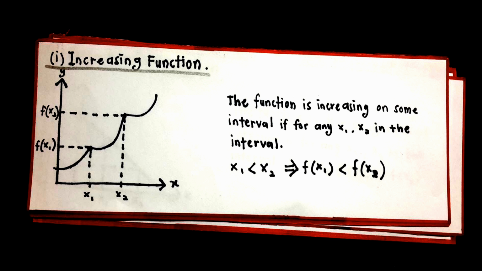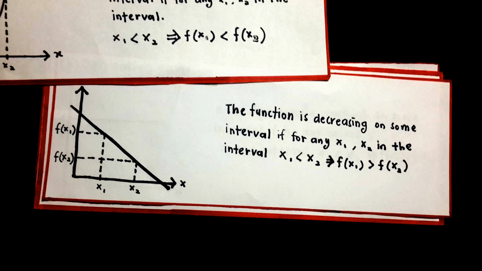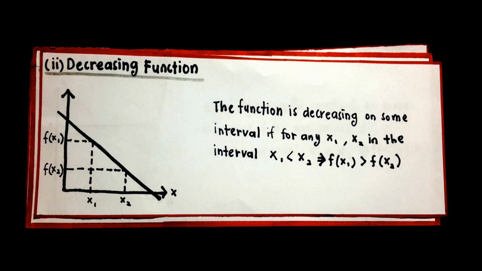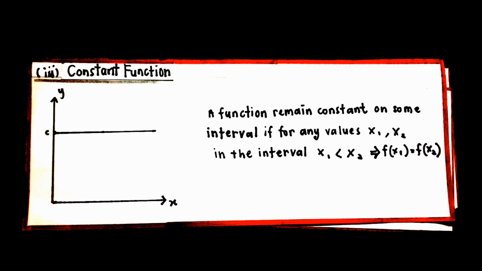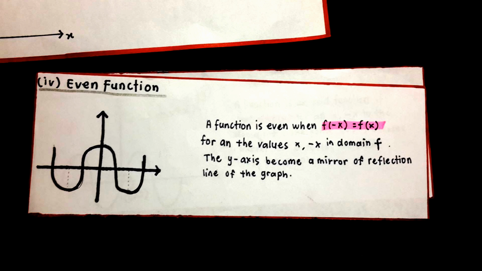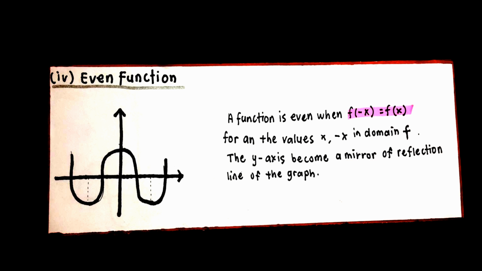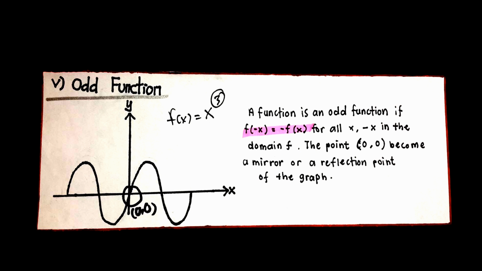Increasing functions, such as the condition shows. Decreasing function, which is slightly changed from the increasing function. Next is constant function, where the function keeps on remaining constant. Another one is even function, where the y-axis becomes a mirror, the reflection line of the graph. Another one is odd function graph, where (0, 0) becomes the mirror, or reflection point.